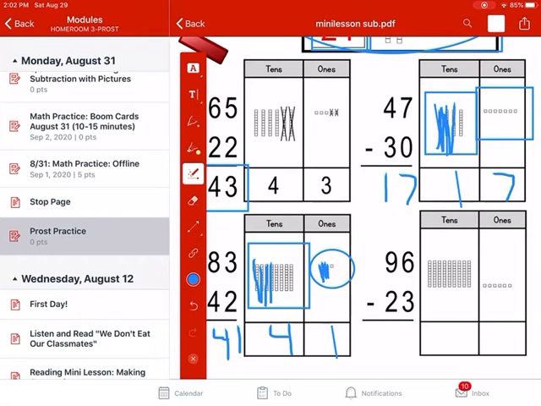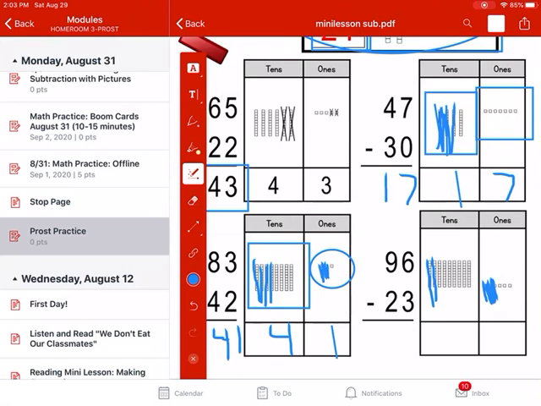So we have one more problem left, 96 minus 23. So as you can see, they've drawn the 9 tens for us and the 6 ones. And our job is to subtract 23. 23 has a 3 in the ones place, so we'll cross out 3 of the ones the best we can, and we'll cross out 2 tens because 23 has 2 tens.